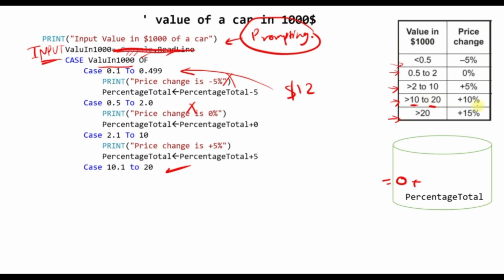What will happen? For sure, the percentage change will be 10%. So what should happen here? Print price change is 10% for the value in thousands, and the new value will be the previous one, which was 0 plus 10%, right? According to the table, because the user inputs 12.